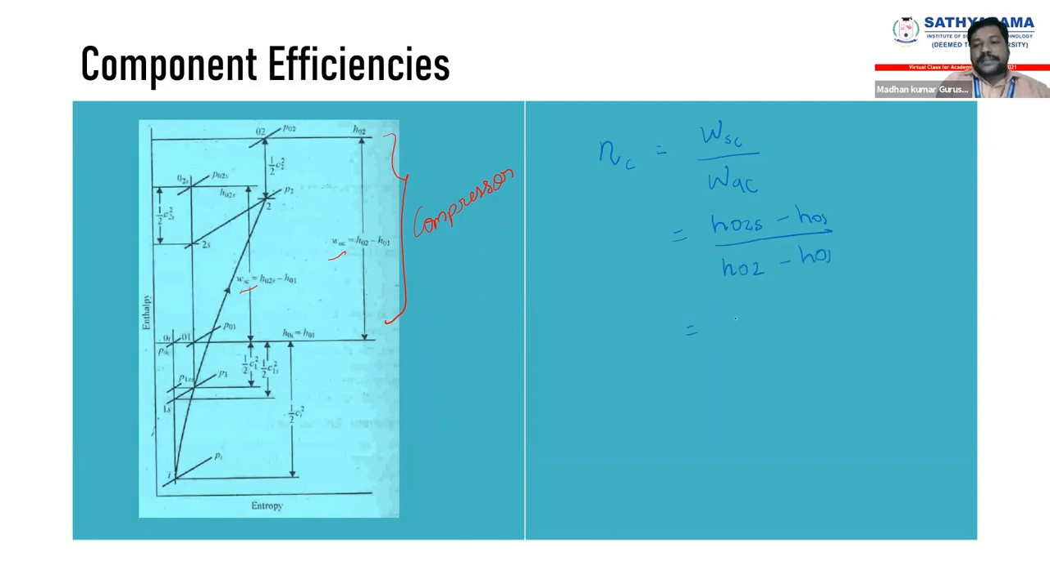And then by the enthalpy formula, Cp into, so in both formulas we have Cp. Just take out Cp, and in the denominator we also have Cp, so both the Cp cancel, and now you write it for total temperature. So T02S minus T01 divided by T02 minus T01. In this, take T01 on the numerator. On taking it, what do you get? T02S by T01 minus 1, divided by, in the denominator you leave it as it is, T02 minus T01.